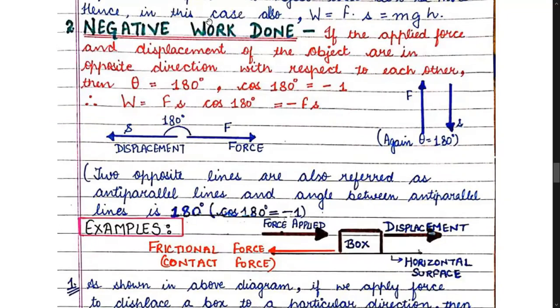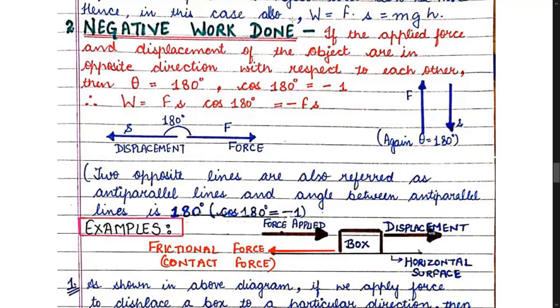and cos 180. This you have not studied in mathematics. Cos 180 is minus 1. Children, kindly remember it. Cos 180 is minus 1. So when force and displacement are opposite to each other, which is also known as anti-parallel, then the angle between the two is 180 degrees. And since cos 180 is minus 1, thus work done can be written as Fs cos 180, which becomes minus Fs.